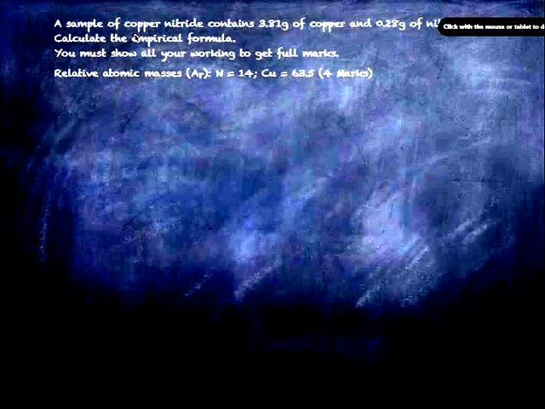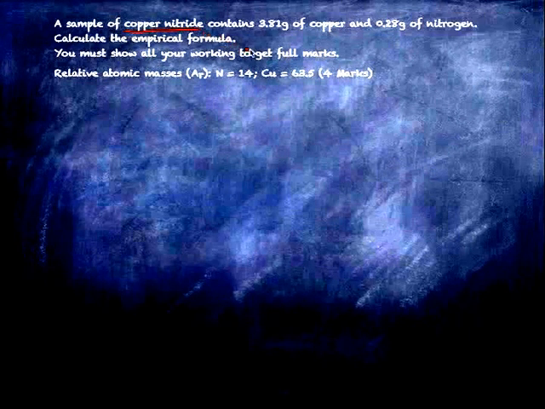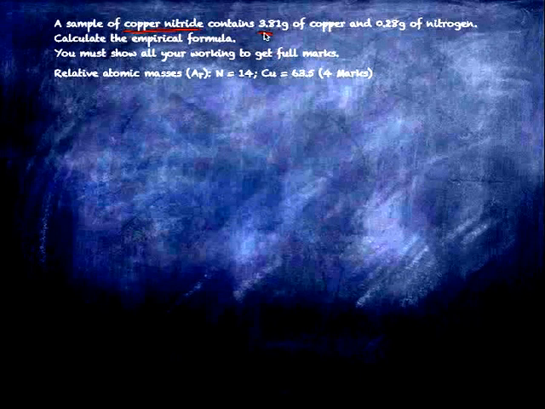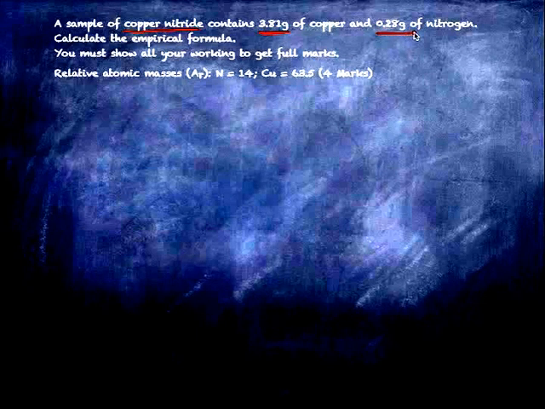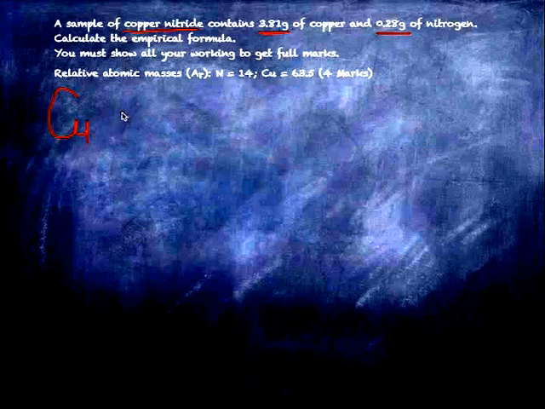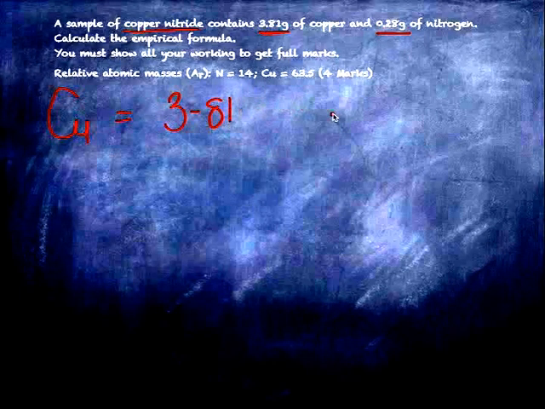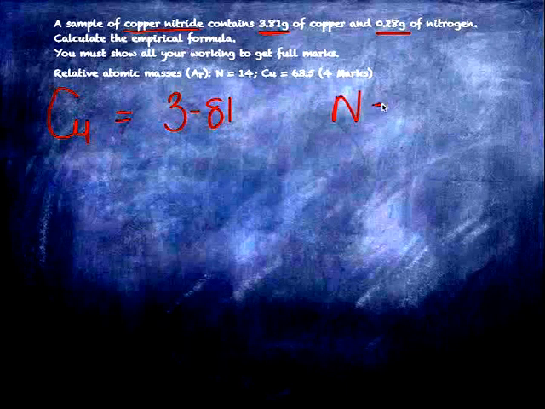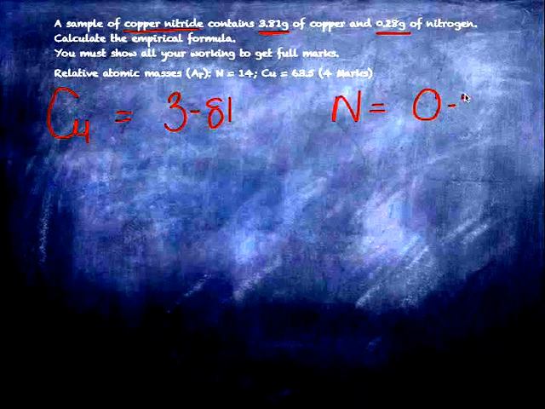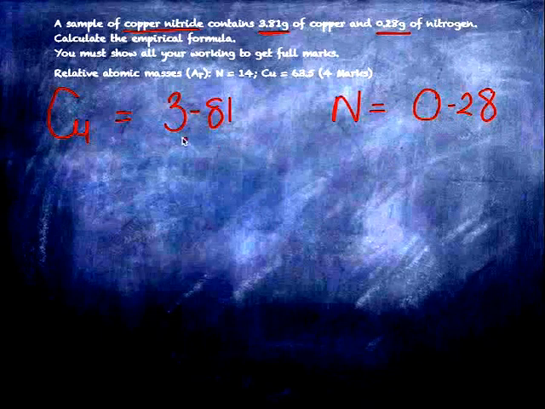So this time it's copper nitride. We're told that we have 3.81 grams of copper and 0.28 grams of nitrogen. So what have we got? Nitrogen, we've got 0.28. So how many moles is this?